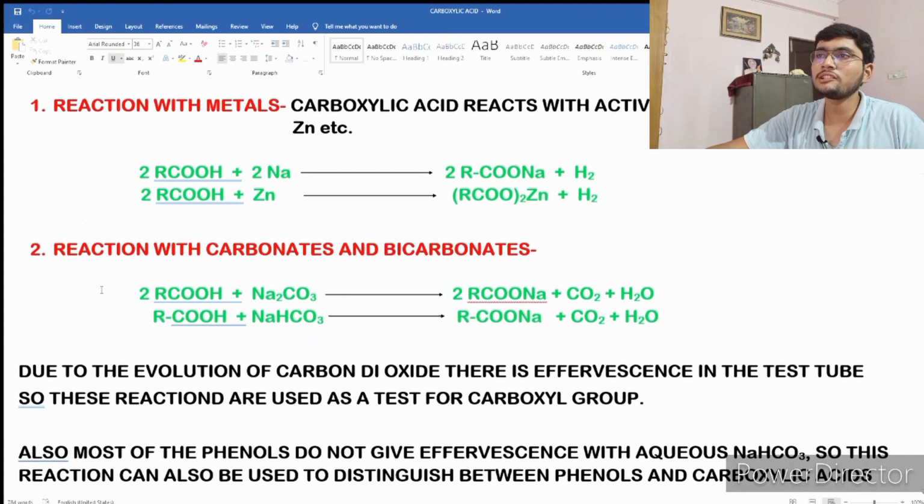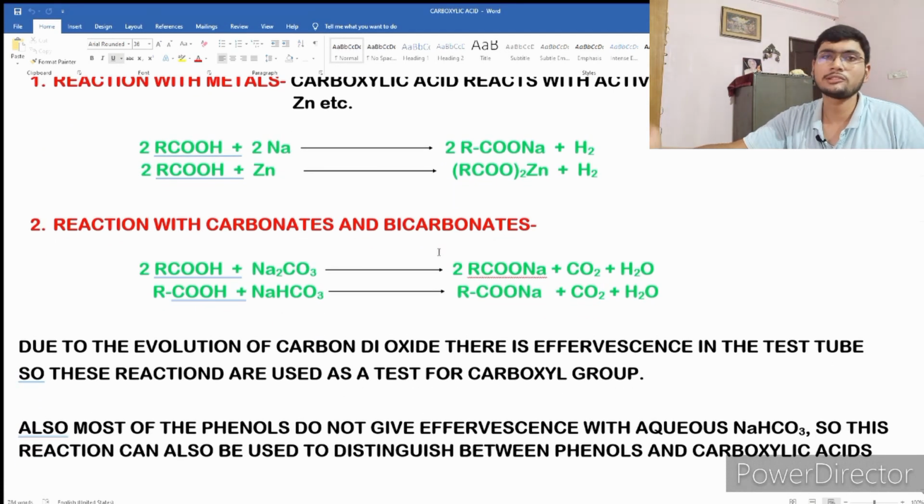Now coming to the second reaction, the reaction with carbonates and bicarbonates. Simply, carboxylic acid is acidic in nature, so it will react with all the bases. Sodium carbonate and bicarbonate are also bases, so it will react with them also. How? This is the carboxylic acid and this is sodium carbonate. In the first reaction I have taken sodium carbonate, so it will form the sodium salt of the carboxylic acid, and also liberate carbon dioxide and water. Same is the case with sodium bicarbonate: it forms the sodium salt of the carboxylic acid, carbon dioxide and water.